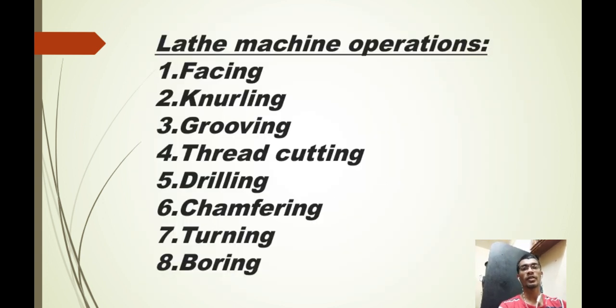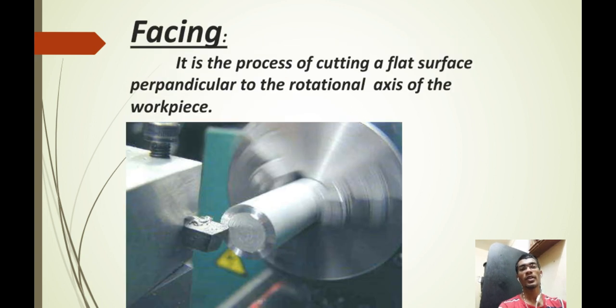Lathe machine operations: facing, knurling, grooving, thread cutting, drilling, chamfering, turning, boring. Let's see one by one. Facing: it is a process of cutting a flat surface perpendicular to the rotational axis of the workpiece. This process is used to decrease the length or the diameter of the workpiece.